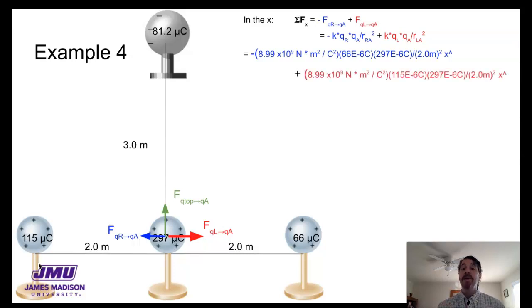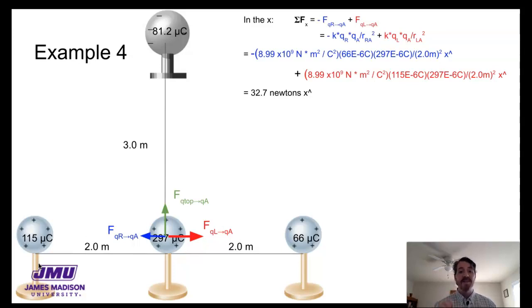and then I'm adding to it what's happening in the positive x hat direction, which is k times Q left, which was 115 microcoulombs, times QA, which is 297 microcoulombs, divided by the distance between them squared. That distance was 2 meters. When I multiply out all the values and add the two forces together, I get that in the x direction there is a net force of 32.7 newtons, in the positive x hat direction, meaning that these two add together for a total force in the right direction on my screen. And that should make sense because I said that the red vector that I drew on there should be bigger than the blue vector that I drew on there.